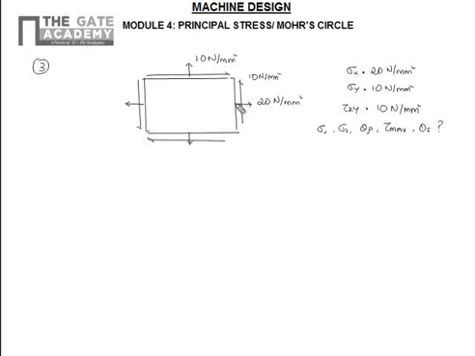So first, for this given condition, we can write sigma x equal to 20, sigma y equal to 10, tau xy equal to 10. Now we first find the principal plane, on which the maximum normal stress acts, which is given by tan 2 theta p equal to 2 tau xy by sigma x minus sigma y. That's equal to 2 into 10, that is 20, divided by 20 minus 10, which is 2. So tan 2 theta p is equal to 2.